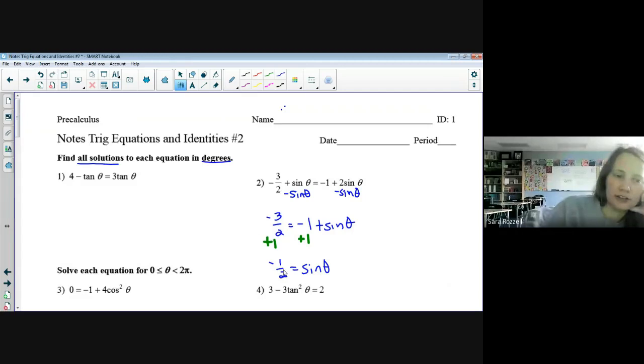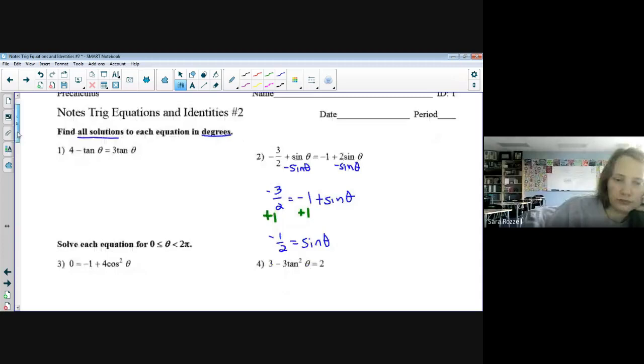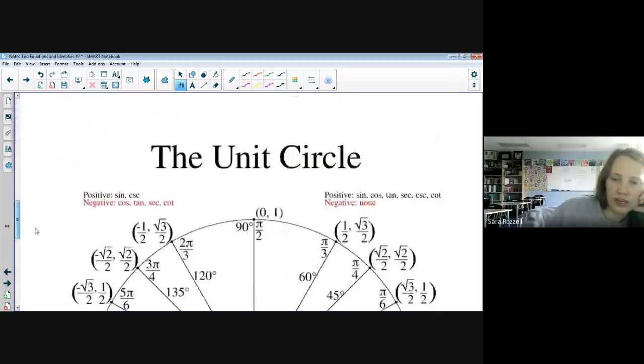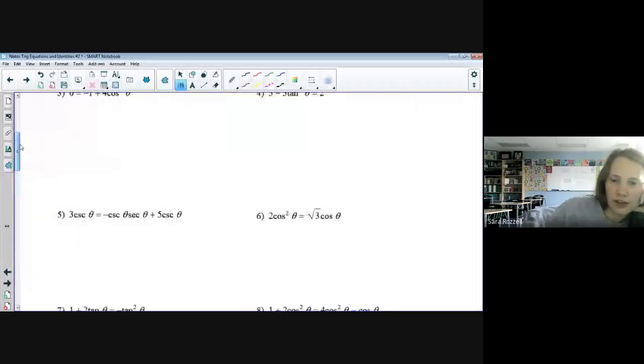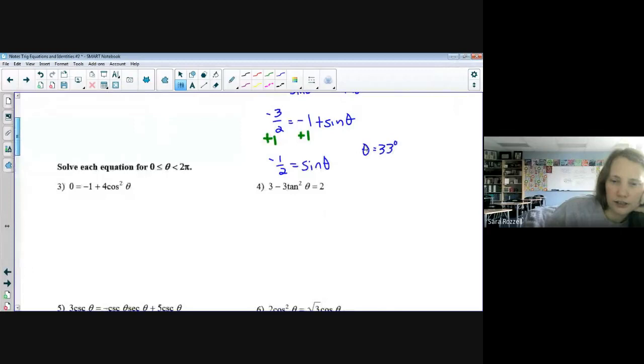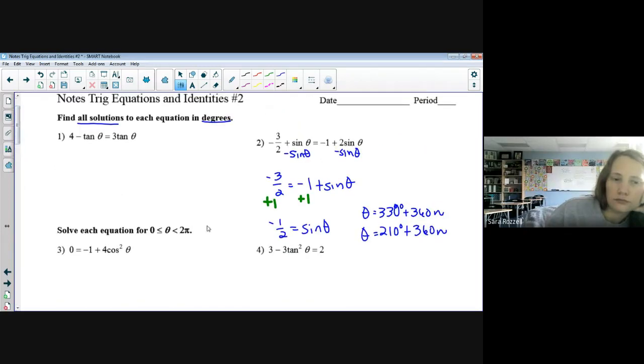So now let's go find where sine is -1/2. That's a y value. Looks like a little, 330 because I'm using degrees. 330 and 210. So theta equals 330 degrees plus 360 n, and theta equals 210 degrees plus 360 n.